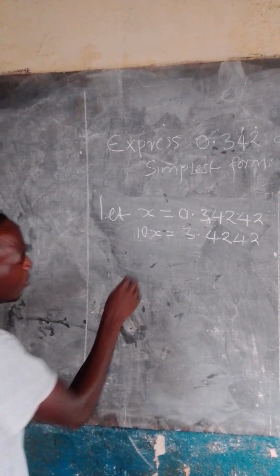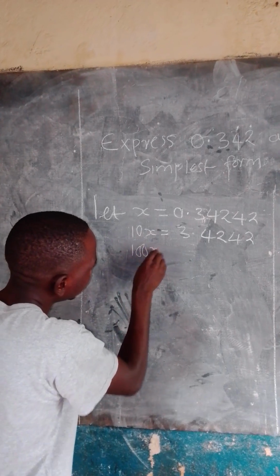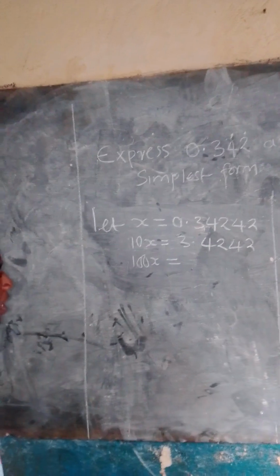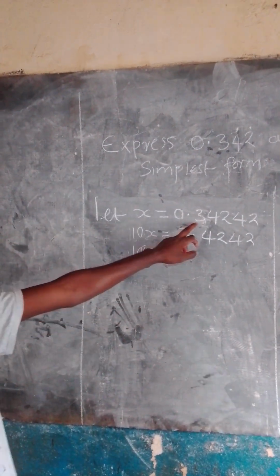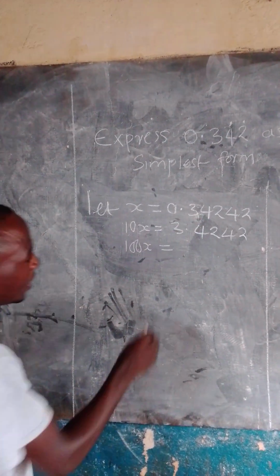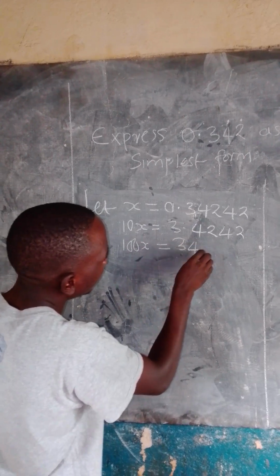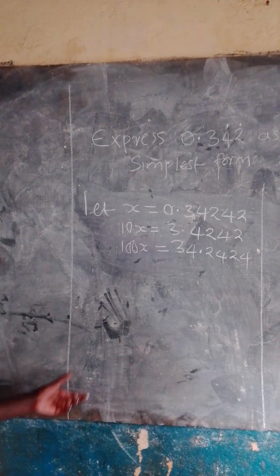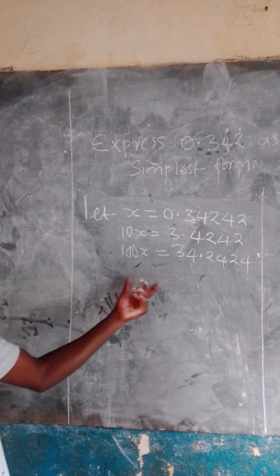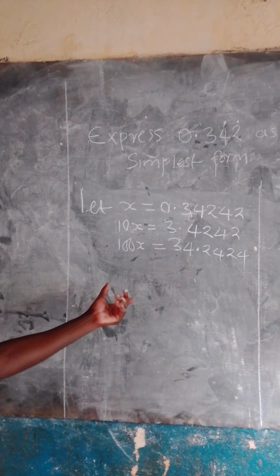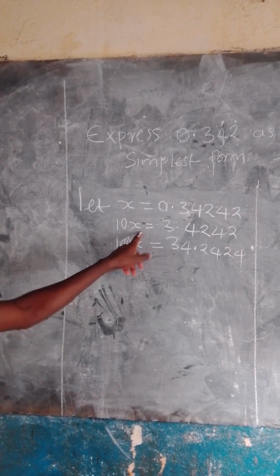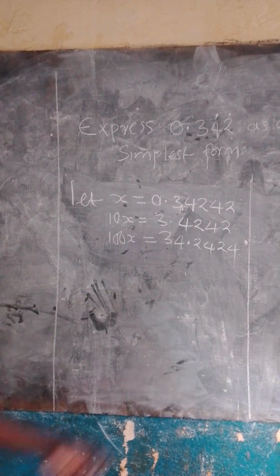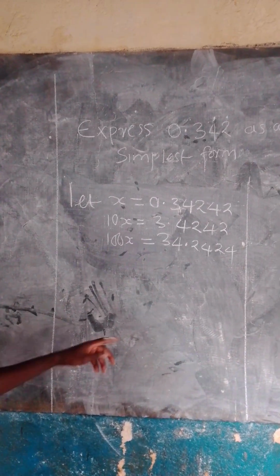Now we proceed. What about 100x? 100x is 100 times our x. If we multiply our x times 100, we are going to get 34.2424. Again, we need to compare. Is there any number we can subtract from either 100x, 10x or x to get a whole number? Still, we don't have that number.